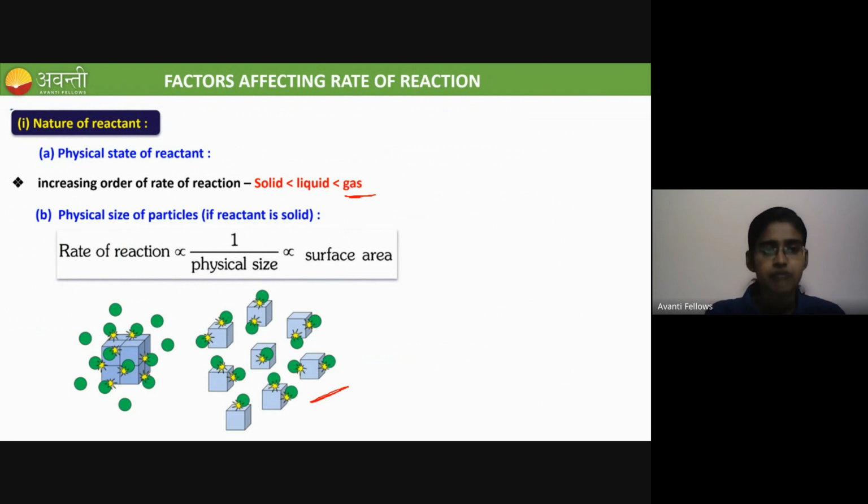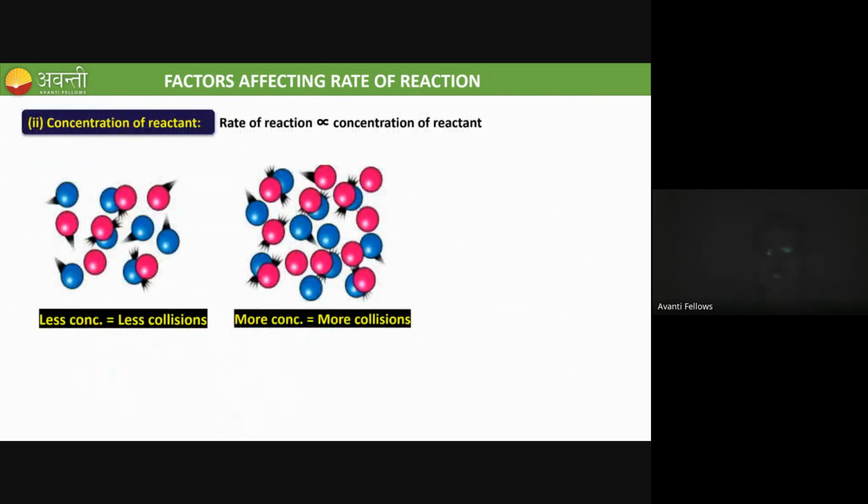Coming to the next factor, the next factor is the concentration of the reactant. Here the concentration of the reactant is directly proportional to the rate of the reaction. If the concentration is more, the rate is also more. In the first case, you see we have only very little concentration, but in the second case we have more concentration. Less concentration means fewer particles, so fewer collisions occur. Here there are more collisions, so the rate of the reaction will be more.